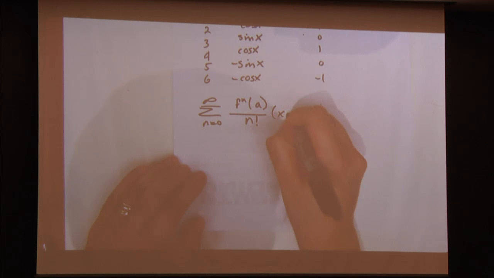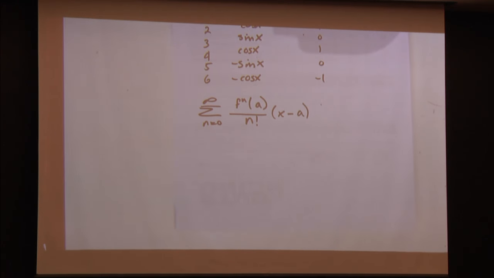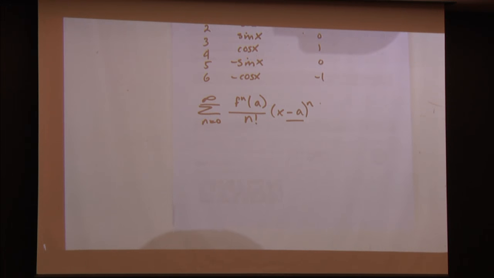This is your Taylor series formula. Maclaurin series is Taylor series, but your a is 0. So you can use the same thing. If a is 0, this guy doesn't matter. And you already know what these guys are.